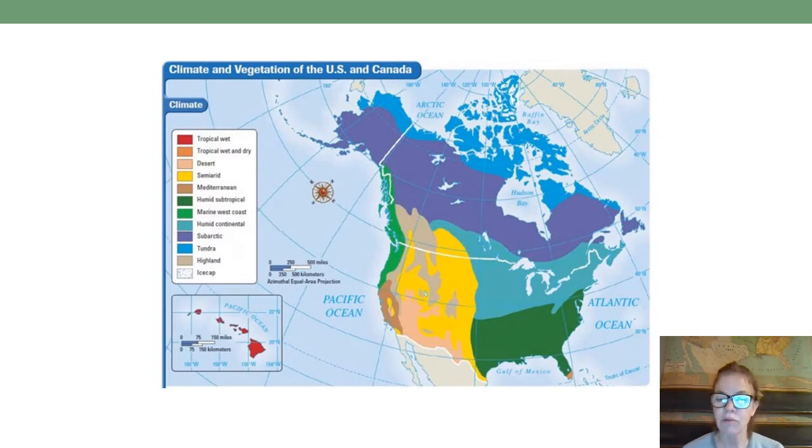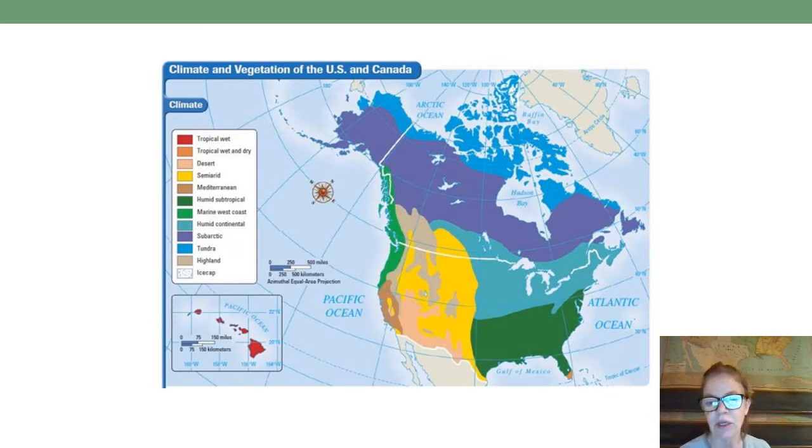But notice along the border with the Great Lakes, and probably more than 50% of the border that we share with Canada, here we have the humid continental climate. That's the climate that we have here in Monticello. Then when you get into the Rocky Mountains, you have semi-arid climates that move up into Canada, and then also highland climates.